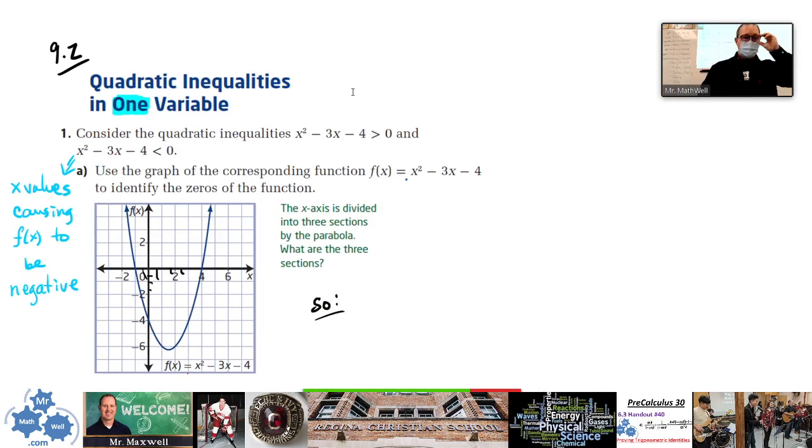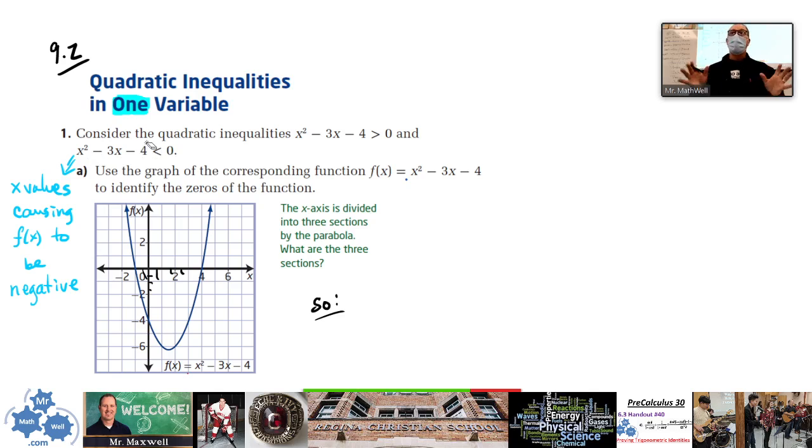9.2 is when we started talking about quadratic inequalities in one variable. So if we have what looks to be a function, or a relation here, and we just have one variable involved in this whole inequality, and the other side is equal to a constant or 0, that's one variable. And in this case, we're looking for the x values that cause the inequality to be true.